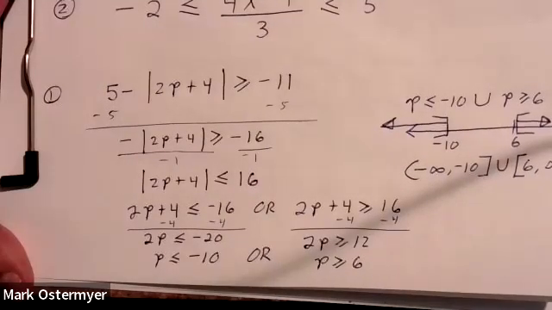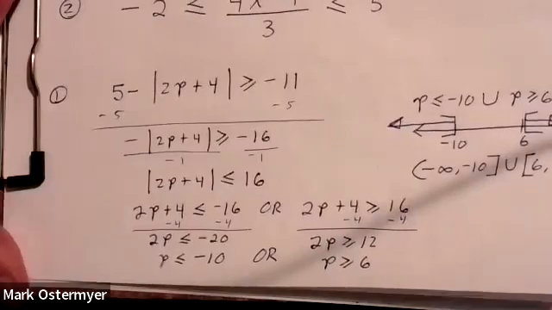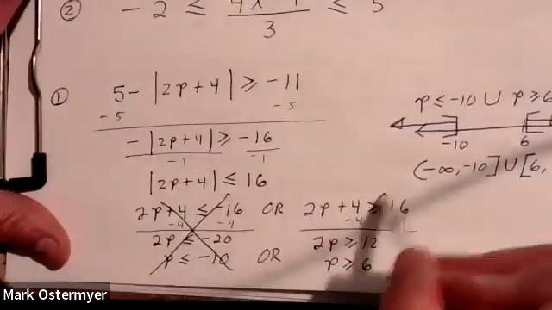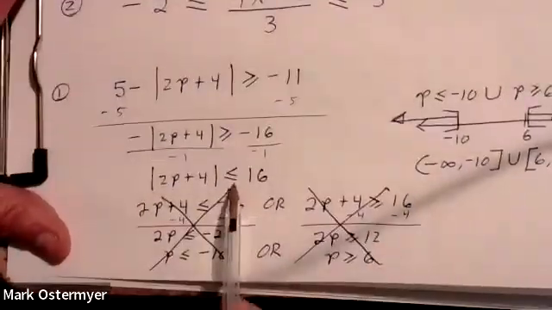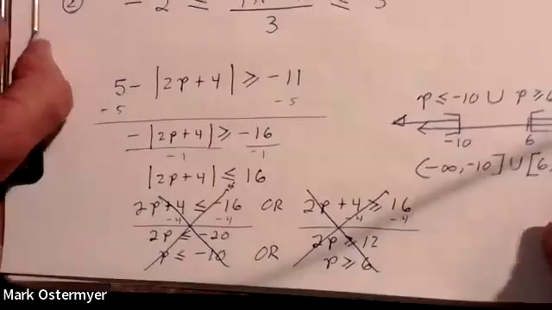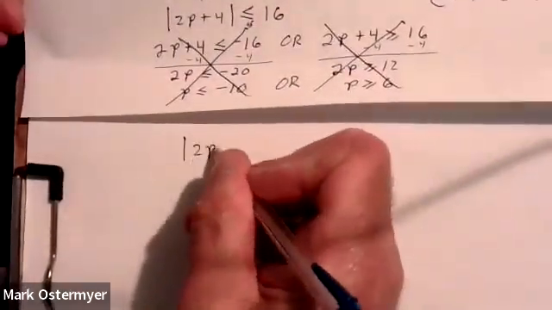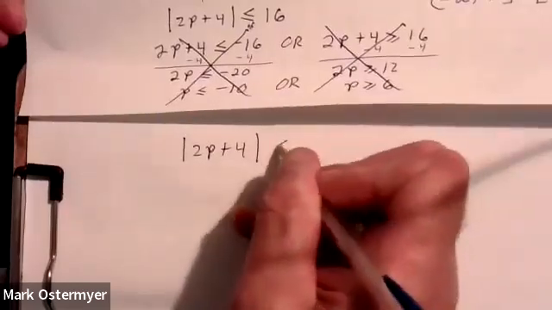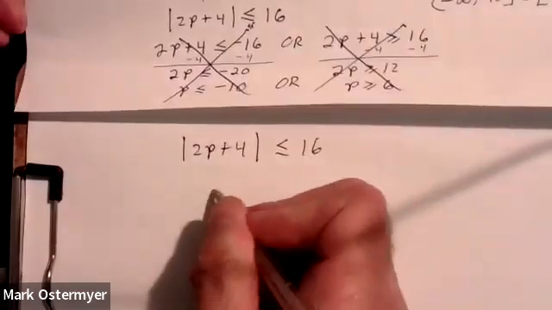Wait a minute. That's not an OR, is it? This is not an OR. It should be a what? Yeah, it's an and. That's right. It's an and. My bad. So therefore, it is an and absolute value inequality here. So therefore, your solution set must take on this look.